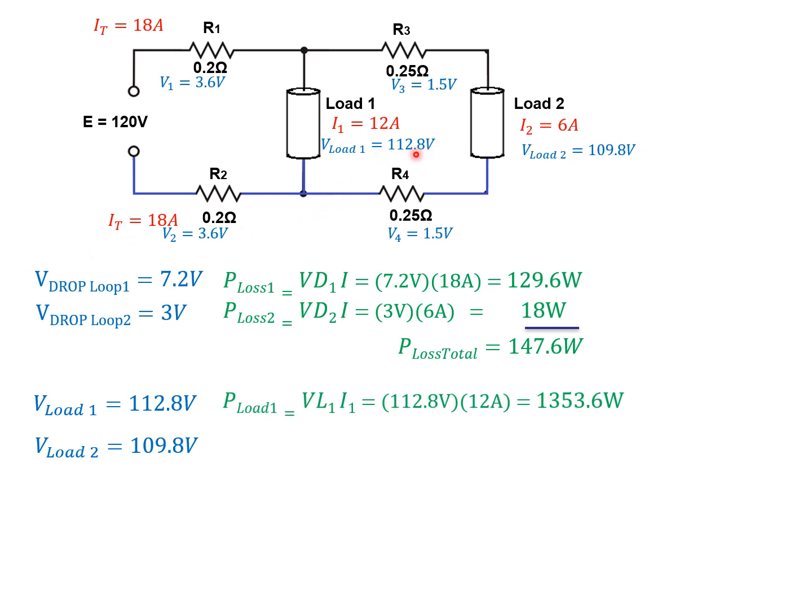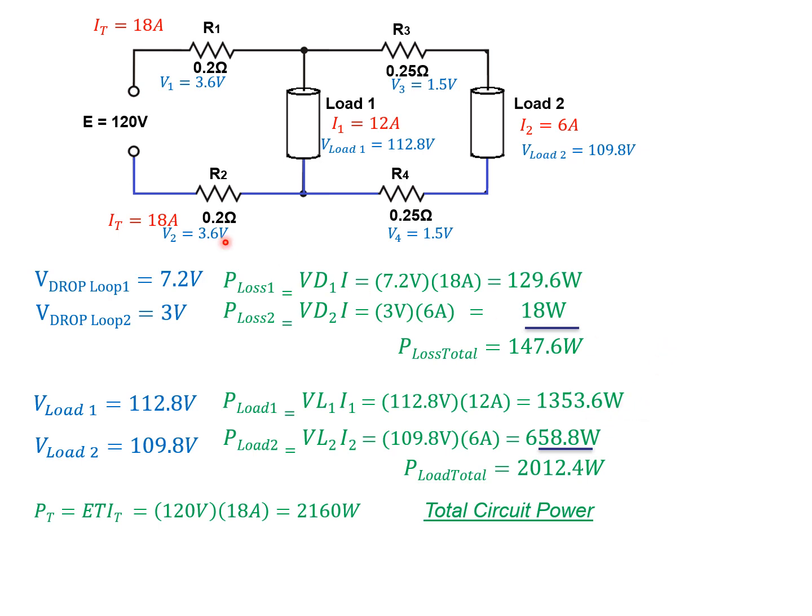We know that we've got 112.8 volts to load 1, and it draws 12 amps, which means we've got 1353.6 watts of power being dissipated in load 1. Following the same procedure for load 2, it means we're going to have 658 watts dissipated in load 2. So the total power to our loads is just the sum of those two, which in this case gives us 2012.4 watts.